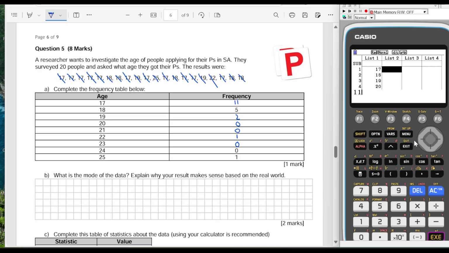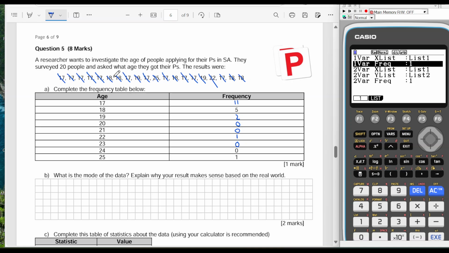And then we've got 11, 5, 2. Okay, so that's a frequency list in here. We're going to go calc. Now, before we do this, we're going to go set. Usually your calculator will be set up like this.